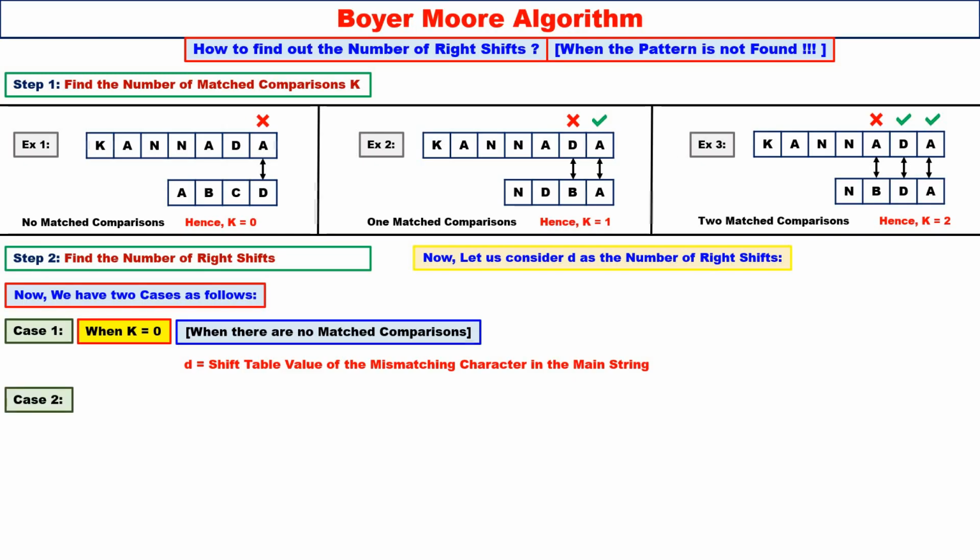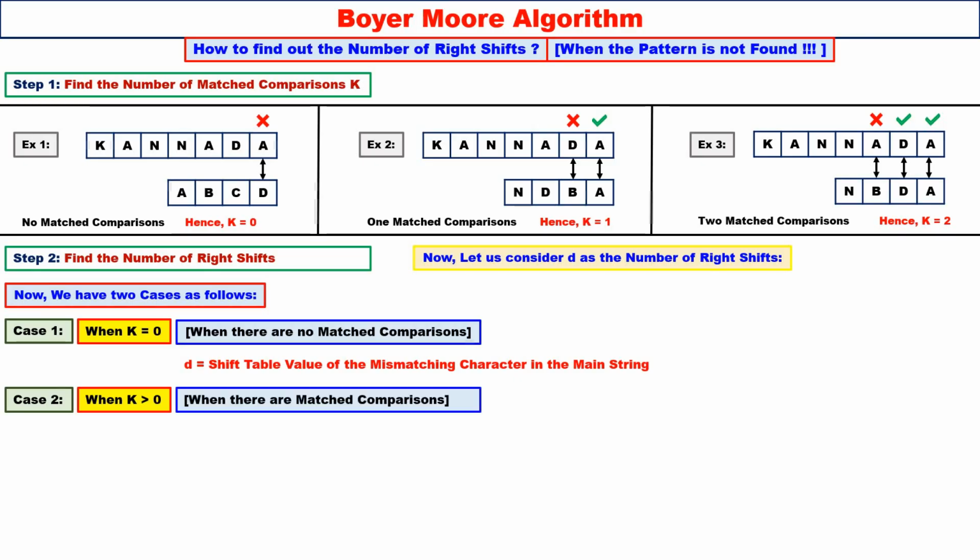Simple. Case 2, when K is greater than 0, meaning when there were matched comparisons. When K is greater than 0, how to find out the D value? We calculate this as D1. D1 is equal to the maximum of the shift table value of the mismatched character in the main string minus K, and 1. Carefully understand, whenever K is greater than 0, we first have to find out the D1 value. What is the D1 value? The maximum among two values. What is the first value? The shift table value of the mismatched character in the main string minus K. K means the number of matched comparisons. And the second value is 1.